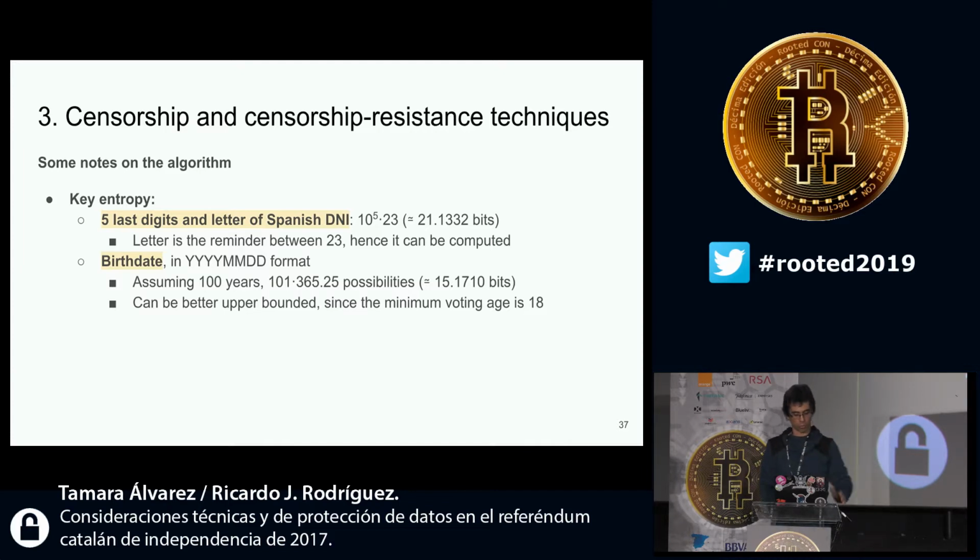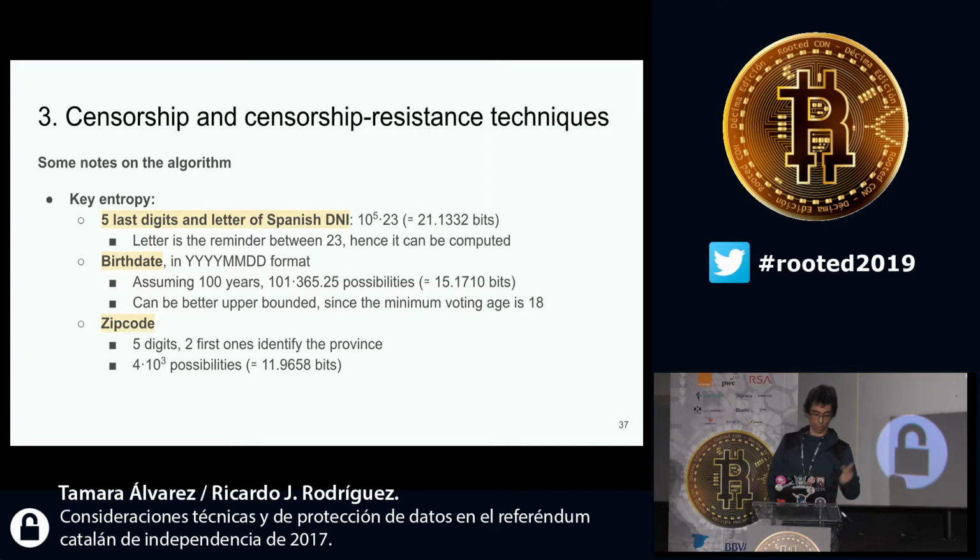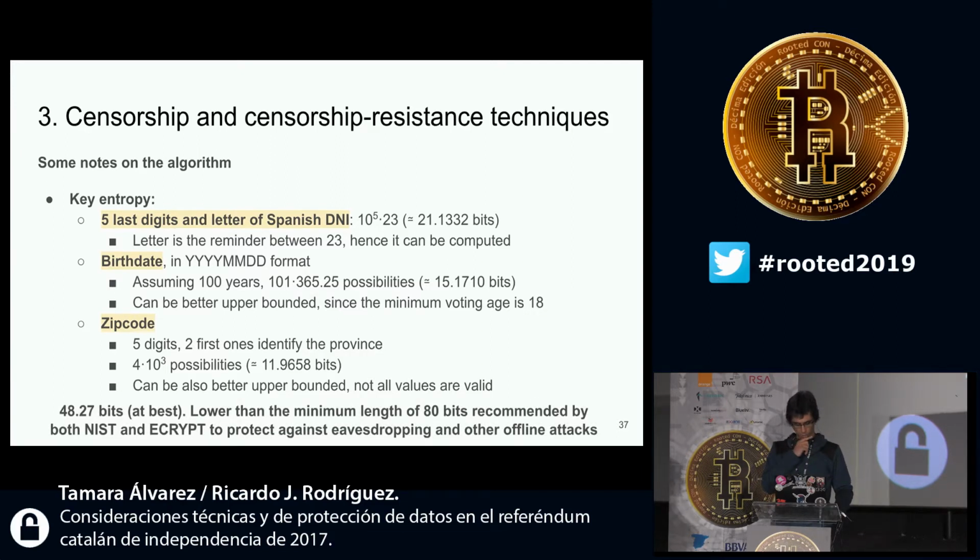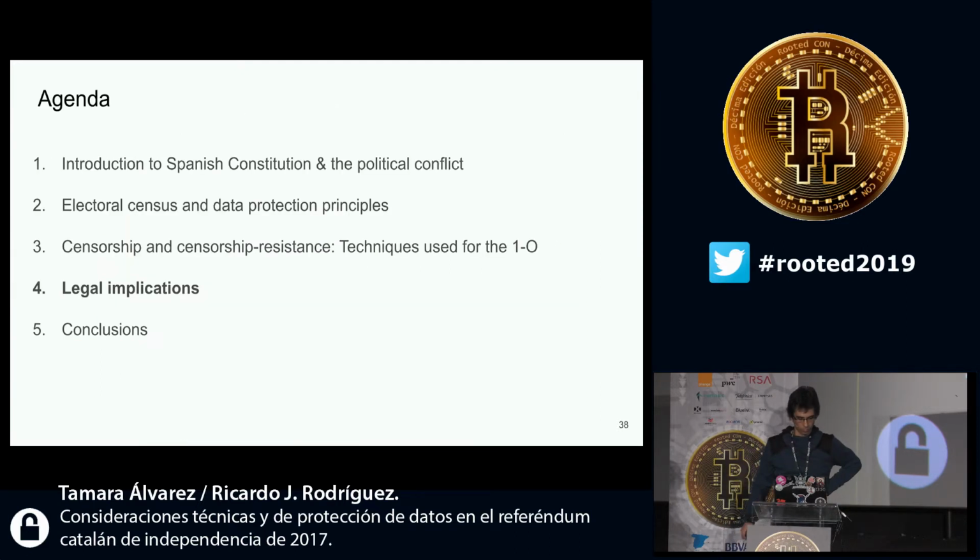So that's 15 bits. But this we can fine-tune, though it was not needed because you can only vote if you're 18 years or older. And as to the zip code, it's 5 digits, and the first 2 identify the province. So in this case, 4 provinces, and the other 3 digits give you 11, almost 12 bits. It is true that we can also zoom in a bit because not all of the values are valid. So if we add all of the bits, we get 48.27 bits, and that's less than what NIST or other institutions recommend to protect against eavesdropping attacks, etc.